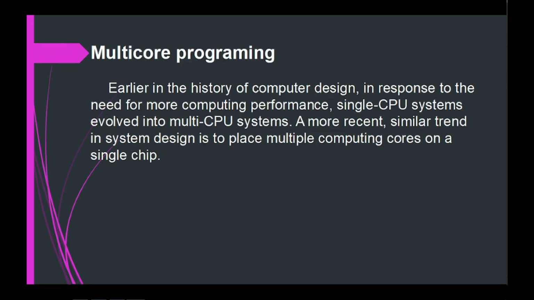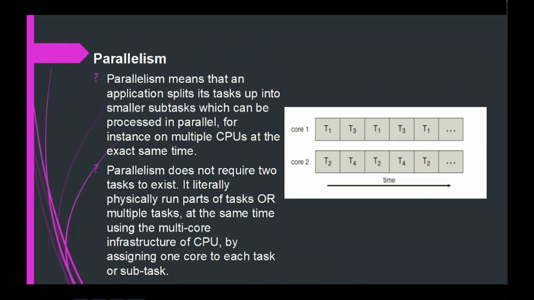So, multi-core programming. Earlier in history, computer design, in response to the need for more computing performance, evolved from single CPU systems into multi-CPU systems. A more recent, similar trend in system design is to place multiple computing cores on a single chip. So, parallelism. Parallelism means that an application splits its task up into smaller subtasks, which can be processed in parallel on multiple CPUs at the exact same time.